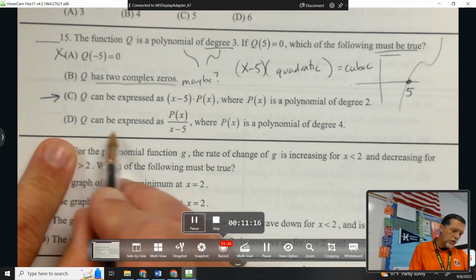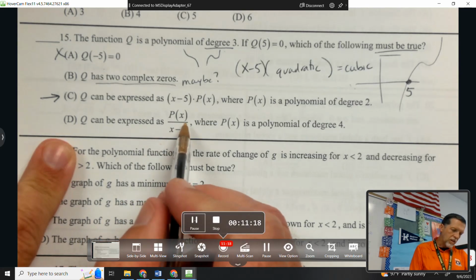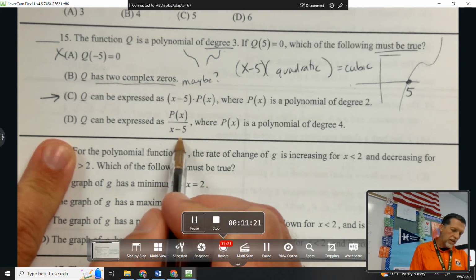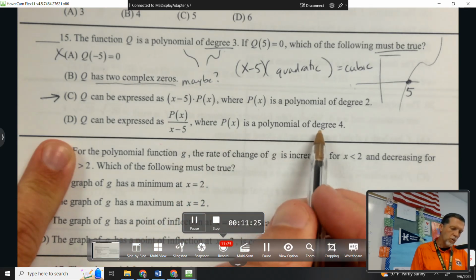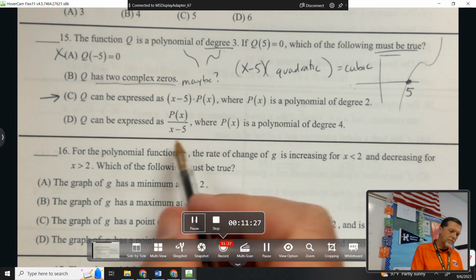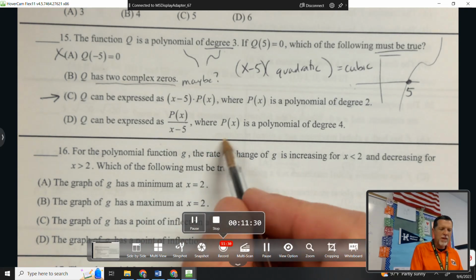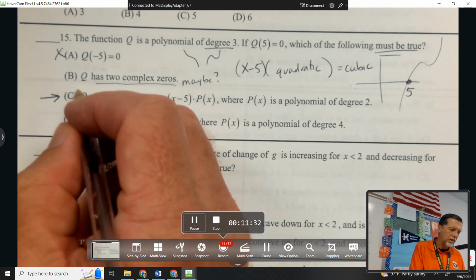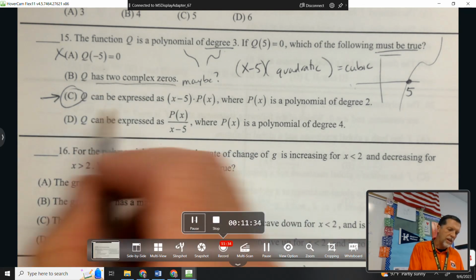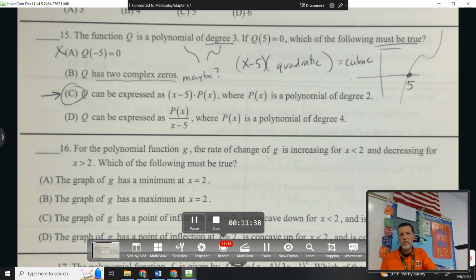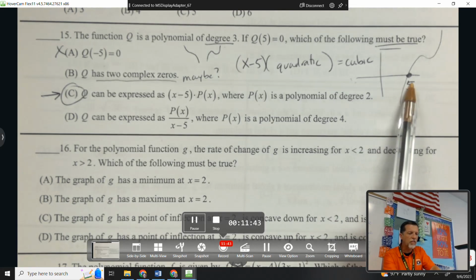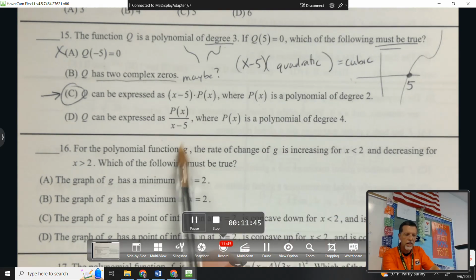D, Q can be expressed as P divided by x minus 5, where P is a polynomial of degree 4. I feel like that's a maybe. I don't like that one. I definitely think C is right. D, that's sort of backwards. Because x minus 5 is a factor of Q, not a factor of P. I mean, not necessarily a factor of P.